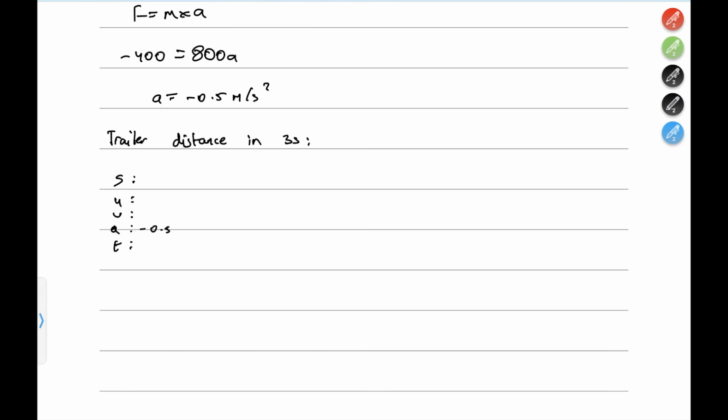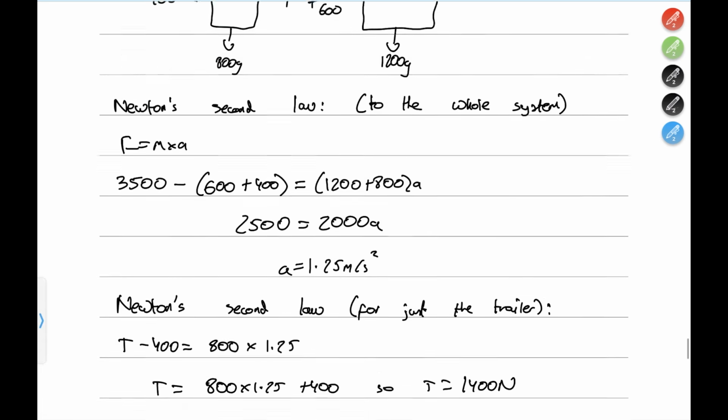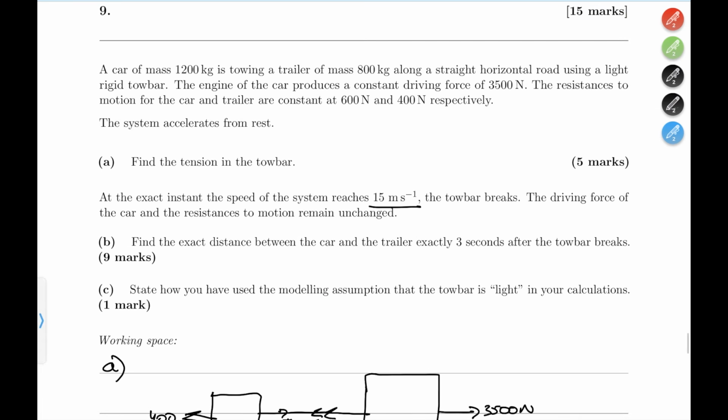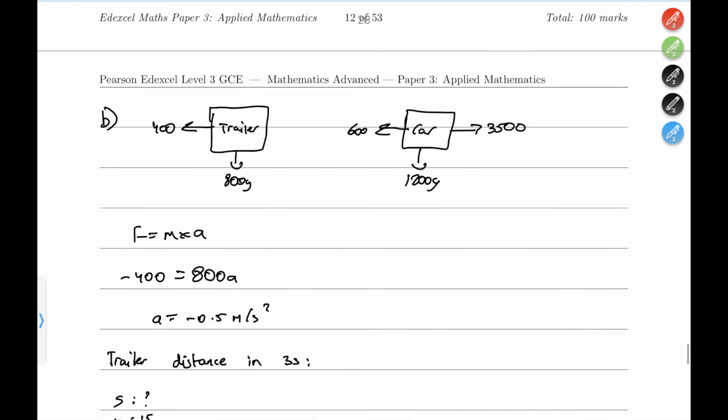So we know that A is minus 0.5. We know that T is 3. Final speed we don't know. We don't know this, but we know that U is equal to 15, and we're trying to find this because the question says it occurs. So this braking occurs when the speed hits 15.